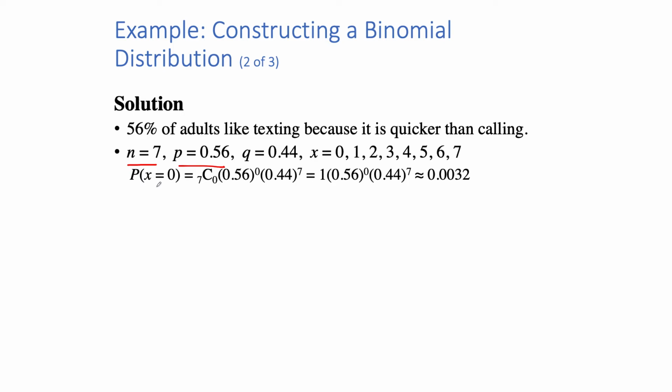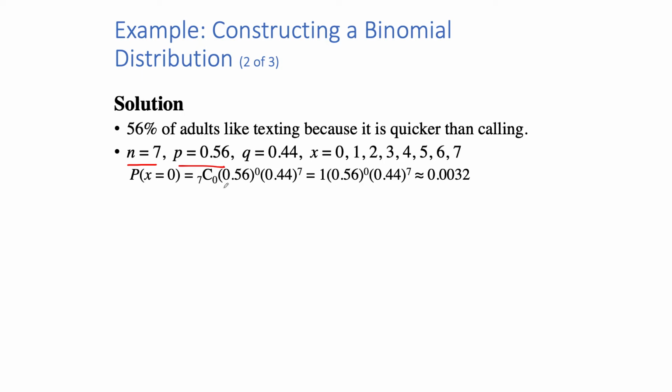The binomial formula says that it's nCx times p raised to x times q raised to n minus x, and I've already written everything out here. So here x is 0, n is 7, so 7C0, nCx, times p, which is 0.56 raised to x, x here is 0, times q raised to n minus x. N is 7, x is 0, so 7 minus 0 is 7, so I can calculate this number, right?